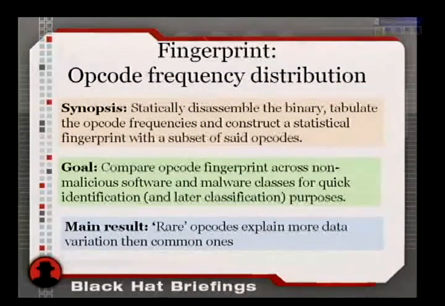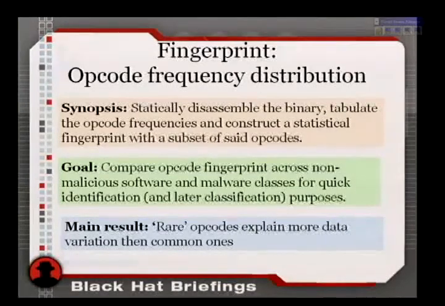This is the one-slide synopsis of the fingerprint analysis. In essence, again, you tally up the opcodes of the specimen that you have there. You build a statistical profile, and you start comparing them to, let's say, what I call goodware, because non-malicious software was too long to fit on the slide. Good software against bad software, and see whether you can find any discrepancies.